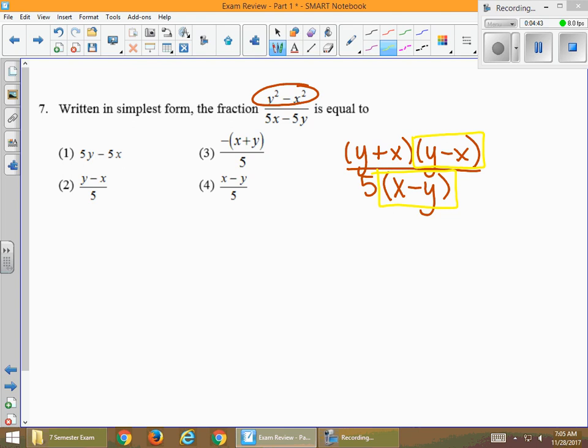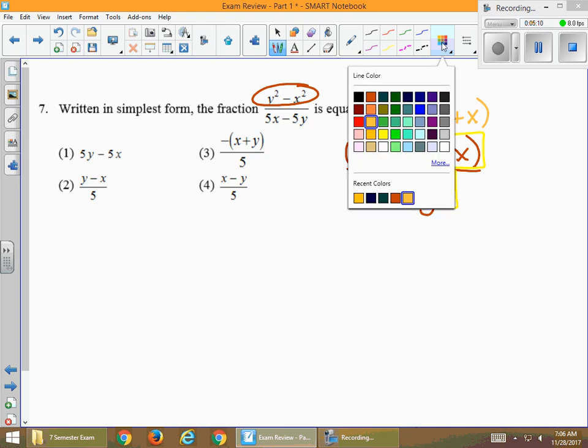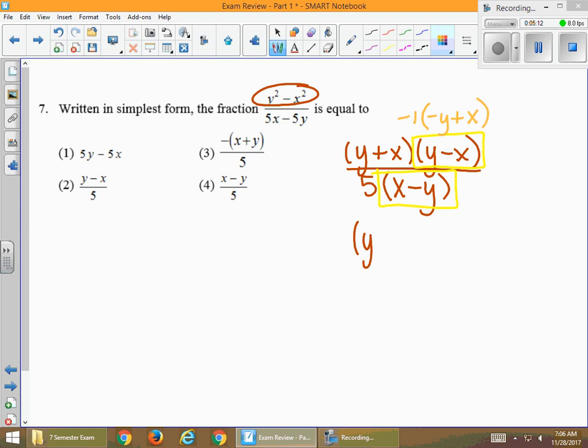Right? What they're off by is a factor of negative 1. That's how they're different. They're different by a negative 1 there. So I can switch these. I can switch the one on top by factoring out a negative 1 and switching the signs. When I factor out a negative 1, the y becomes negative and the x becomes positive. So I'm just going to rewrite. Negative y plus x I can write as x minus y.